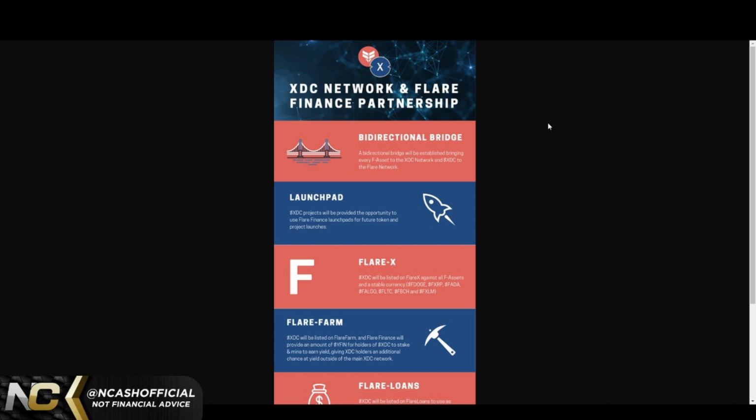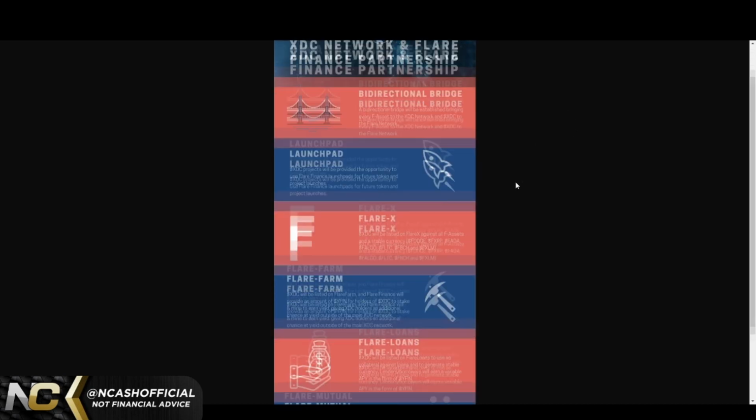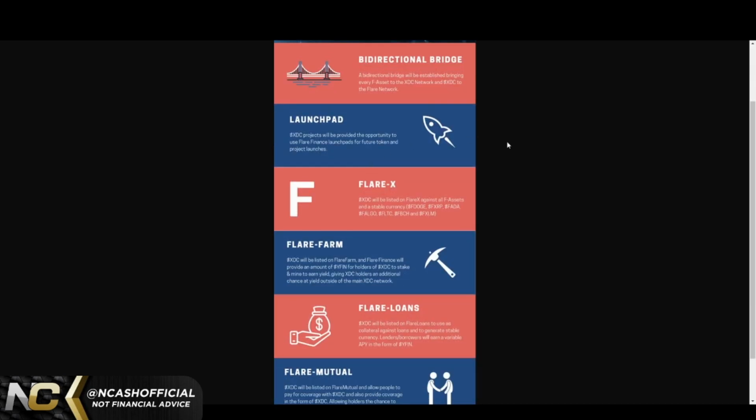So, bidirectional bridge. A bidirectional bridge will be established, bringing every F asset to the XDC network and XDC to the Flare network. And we also see a launchpad. XDC projects will be provided the opportunity to use Flare Finance launchpads for future token and project launches. FlareX: XDC will be listed on FlareX against all F assets and a stable currency: FDoge, FXRP, FADA, FALGO, FLTC, FBCH, and FXLM.